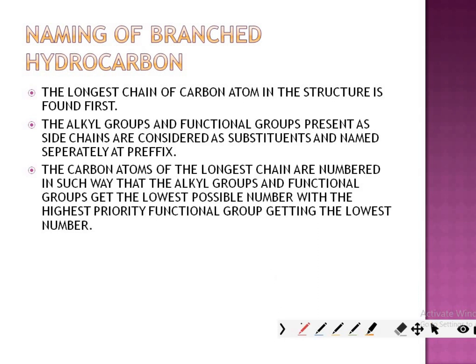See here, the carbon atoms of the longest chain are numbered in such a way that the alkyl group and functional group get the lowest possible number, with the highest priority functional group getting the lowest number. Okay, now what does this mean? I have to take a different compound for this to understand.